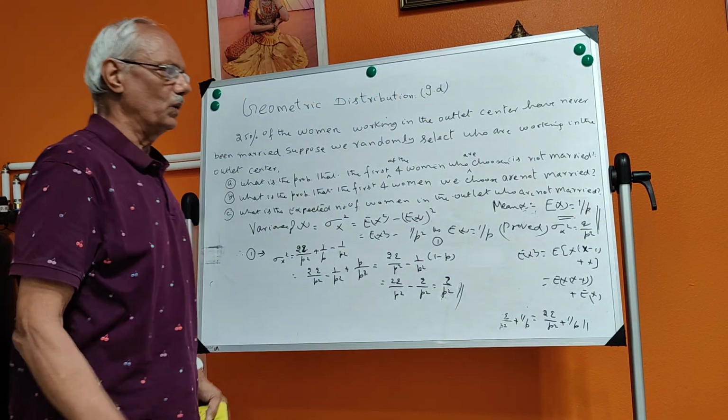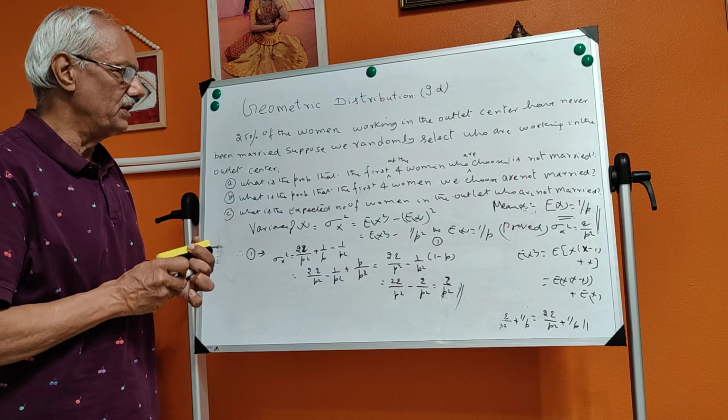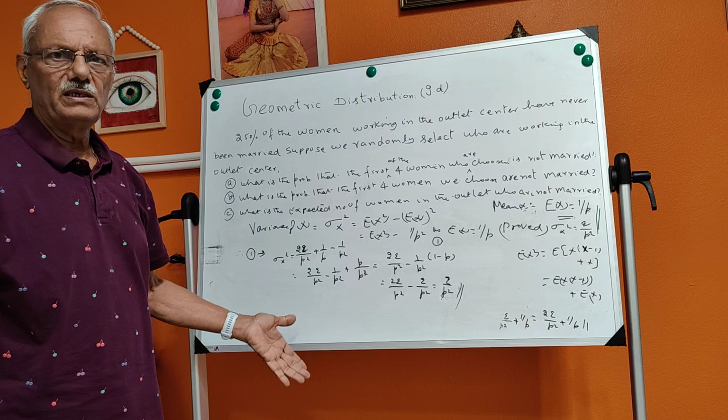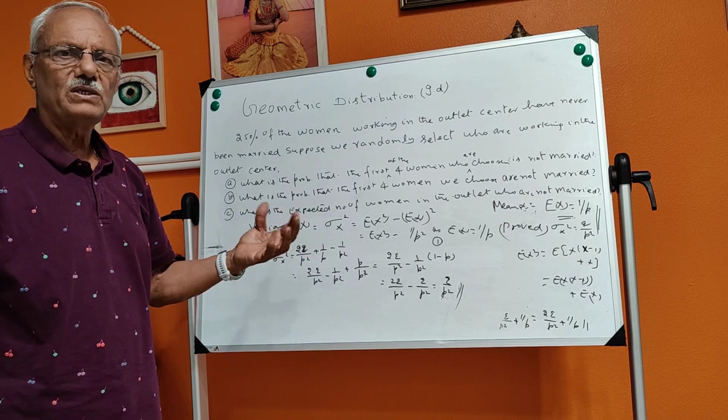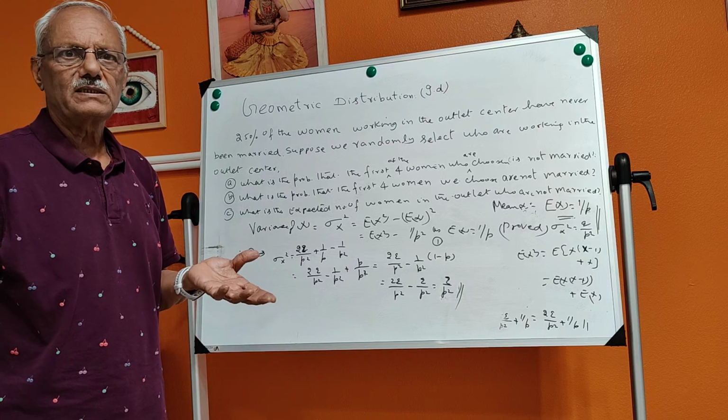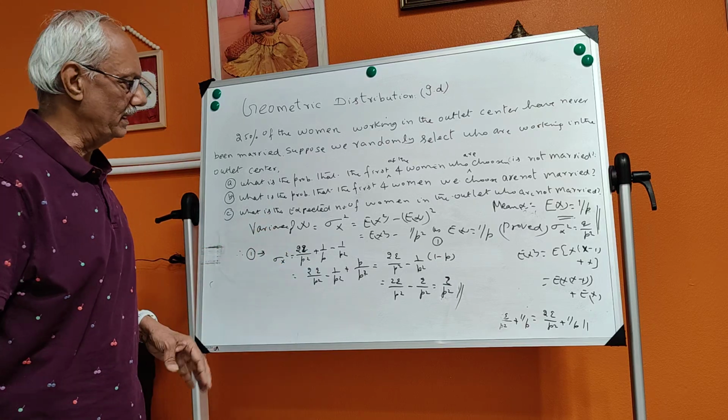So these are the two answers. This is now the derivation of the mean and variance of a geometric distribution. So geometric distribution is nothing but it talks about the probability of getting the first success in a series of trials. Nothing more than that. Okay.